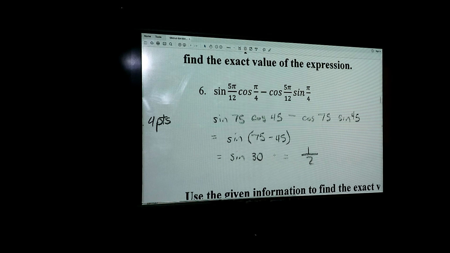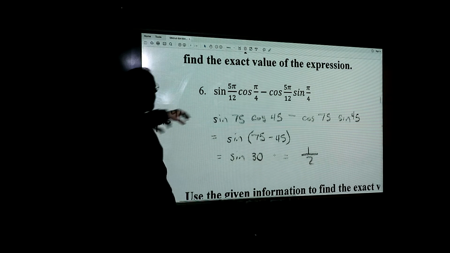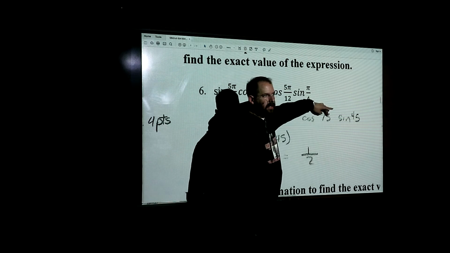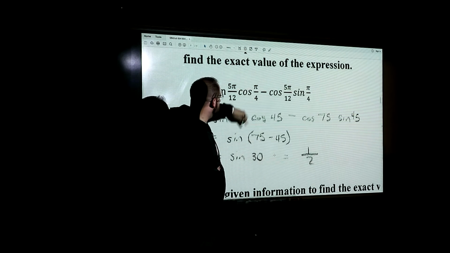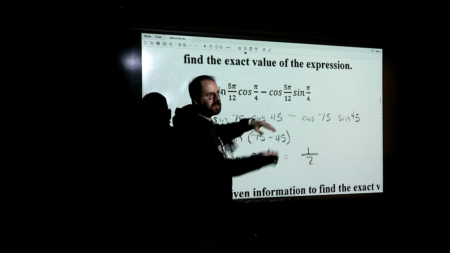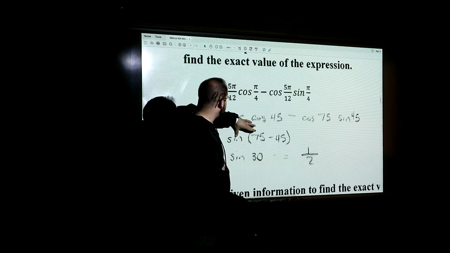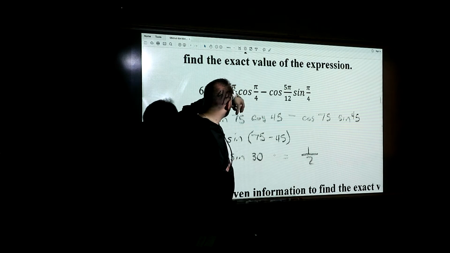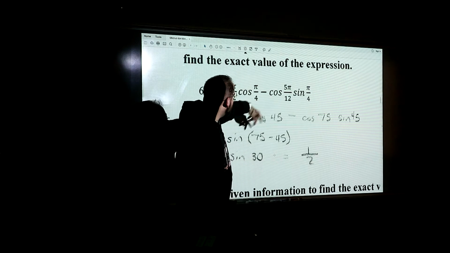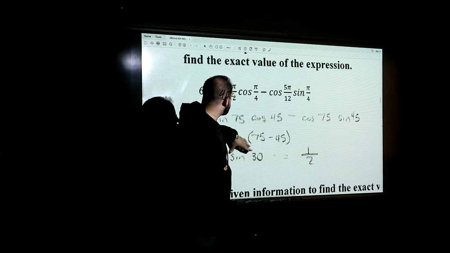This problem, I converted them all to degrees. And then the idea is that this whole mess is the sine formula when you subtract angles. It's the sum and difference formula for sine. So you're subtracting 45 and 75. That gives you 30, and then you can just rattle off the sine.